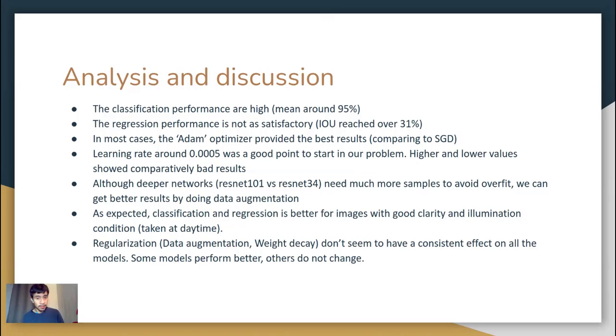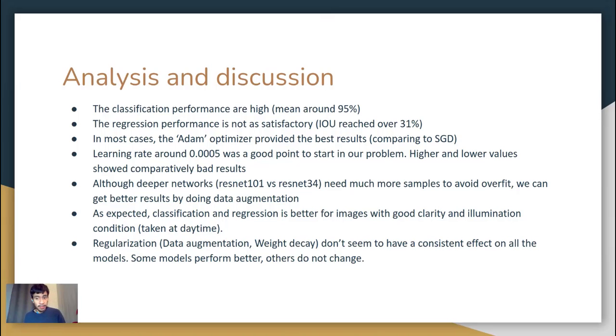The Adam optimizer was the best and gave better results, and a learning rate of 0.0005 was a very good point. Any value lower or higher would just not give good results. The deeper networks, ResNet 101 and ResNet 34, had some issues with overfitting. This could be improved with data augmentation.